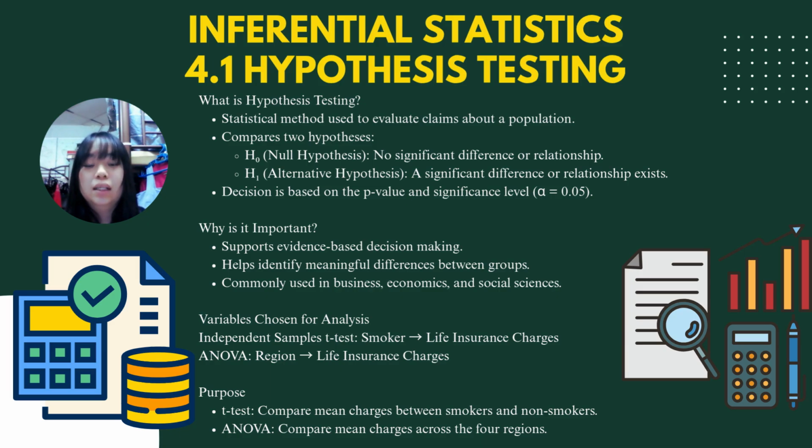Based on our sample dataset, we identify suitable variables for both the independent sample t-test and analysis of variance, or what we call ANOVA. For the t-test, we selected smoking status as the grouping variable and life insurance charges as the test variable, because smoking status has two categories, which are smoker and non-smoker. For ANOVA, we selected region as the grouping variable and life insurance charges as the dependent variable because the region variable has four categories, which are northeast, northwest, southeast, and southwest. The t-test allows us to examine whether mean insurance charges differ between smokers and non-smokers, while ANOVA allows us to determine whether mean insurance charges differ across the four regions.